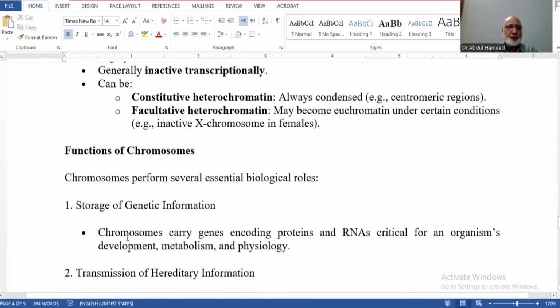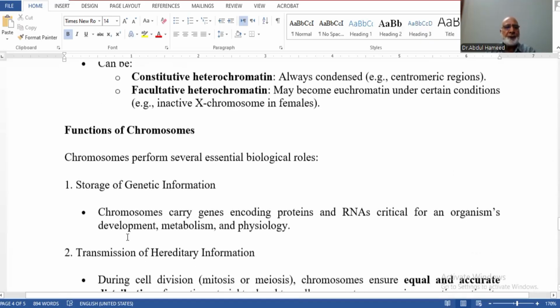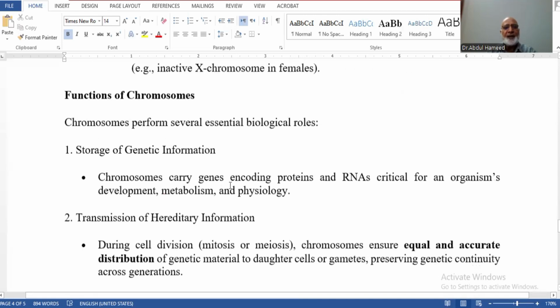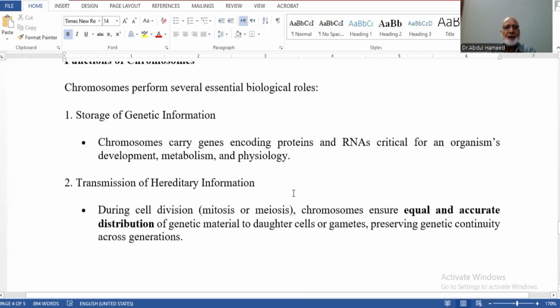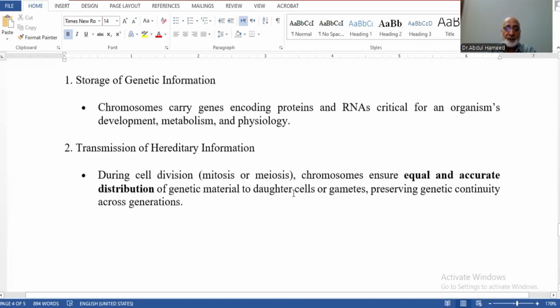So what are the functions of chromosomes? This last part we are supposed to answer as per our syllabus. Chromosomes perform several essential biological roles: storage of genetic information. Chromosomes carry genes encoding proteins and RNAs critical for the organism's development, metabolism, physiology, I mean all life activities. Then, transmission of hereditary information. Now, this is important.